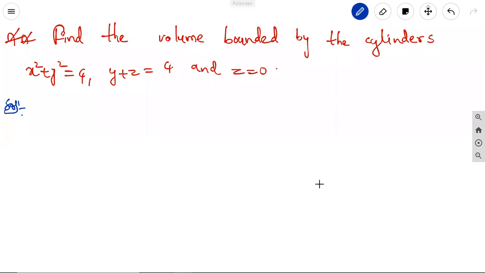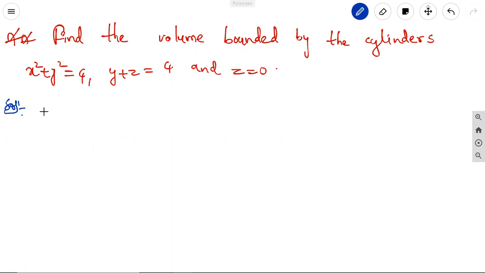Let us discuss a problem on volume bounded by the cylinders over the region. It can be calculated from the double integral. The problem is: find the volume bounded by the cylinders x squared plus y squared equals 4, y plus z equals 4, and z equals 0.